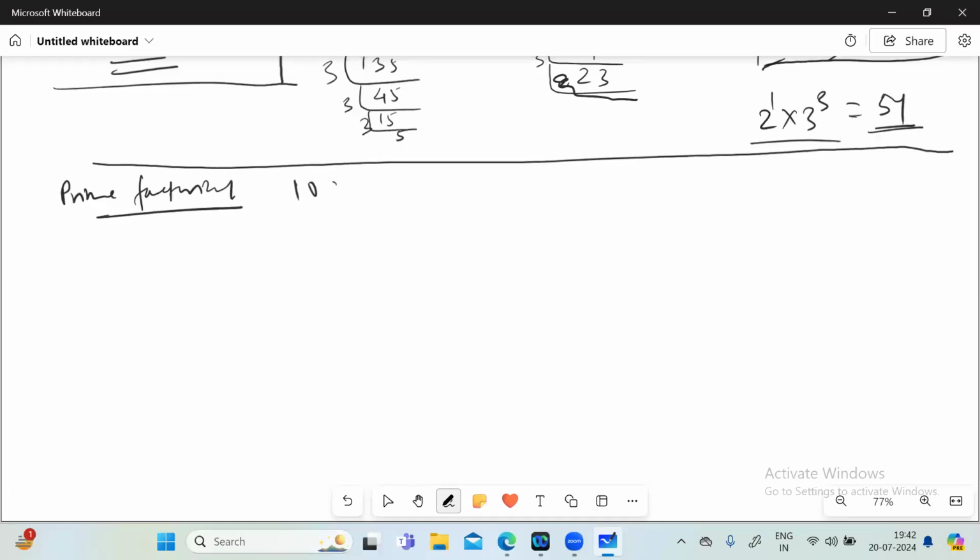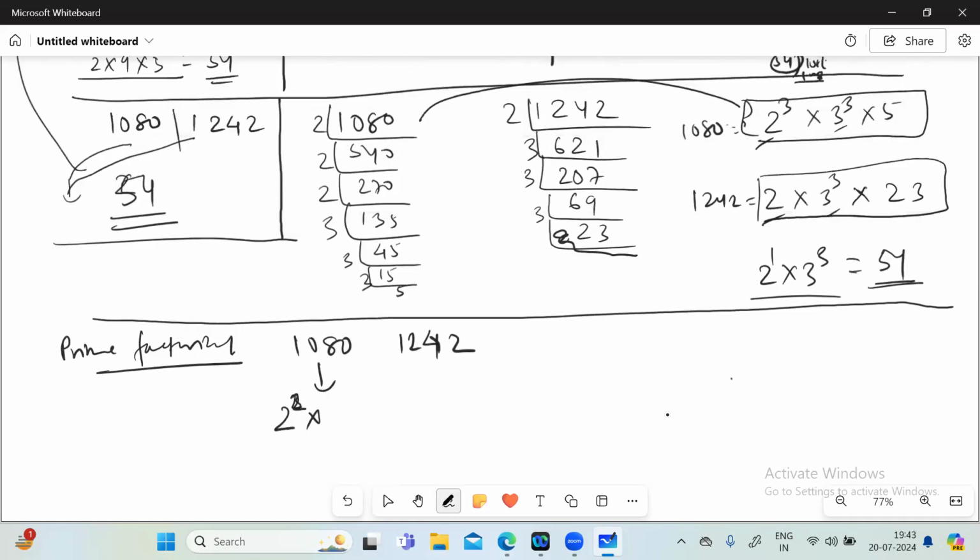So we had these numbers, 1080 and 1242, and the prime factorization was 2 to the power 3, 3 to the power 3 into 5. And here we have 2 to the power 1 into 3 to the power 3 into 23. Now I have changed the question. Now I have to find LCM of these two numbers.